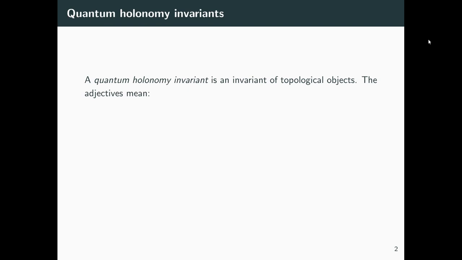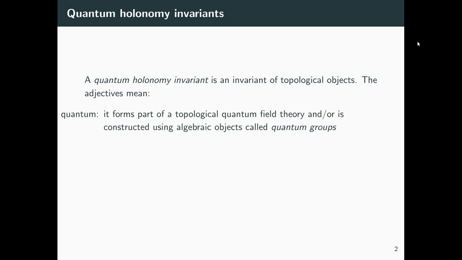All right, let's talk about some motivation for why you'd want holonomy invariance. I said it's a quantum holonomy invariant, so I should explain what those adjectives mean. The first one is maybe more standard. If you want to know more about quantum invariance in general, there are other talks too. But what I mean by that is that these are supposed to be parts of topological quantum field theories, and they're constructed using objects called quantum groups. The invariants I'm going to be talking about are definitely from quantum groups.